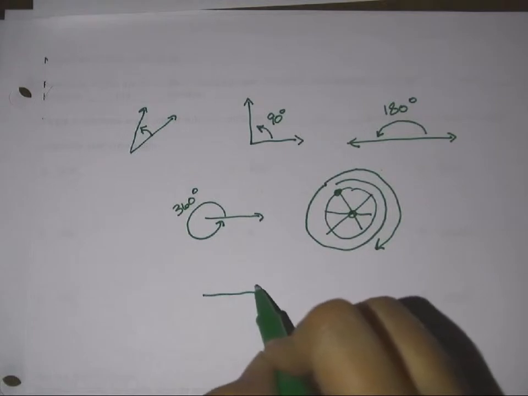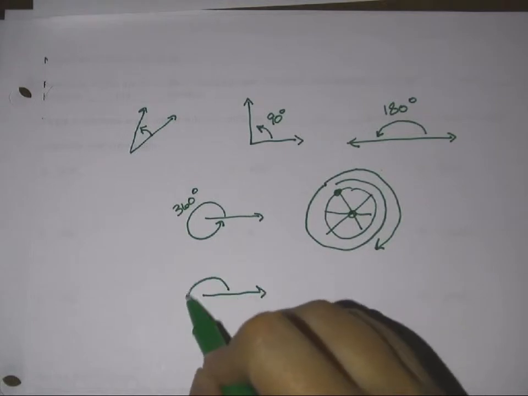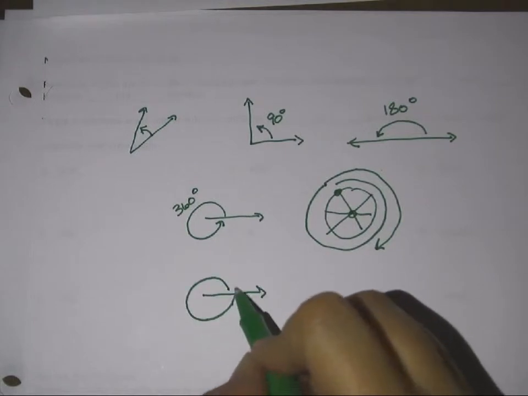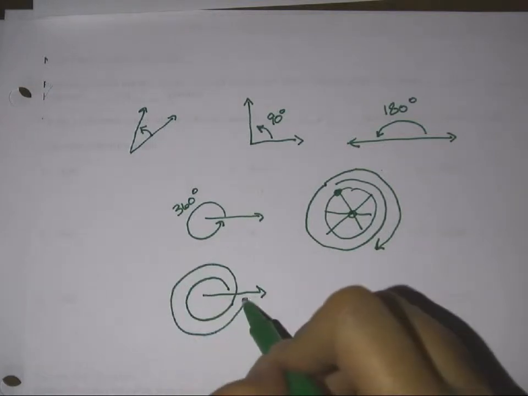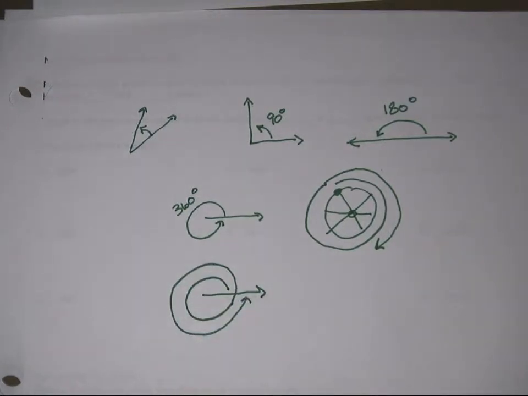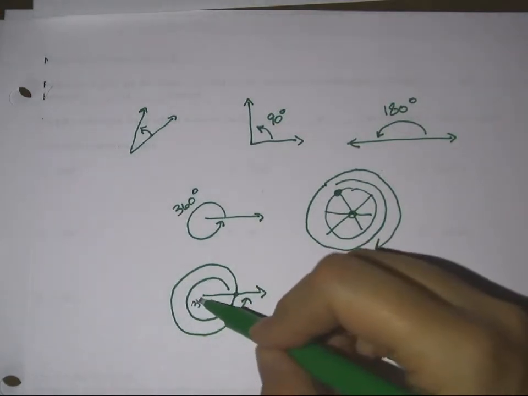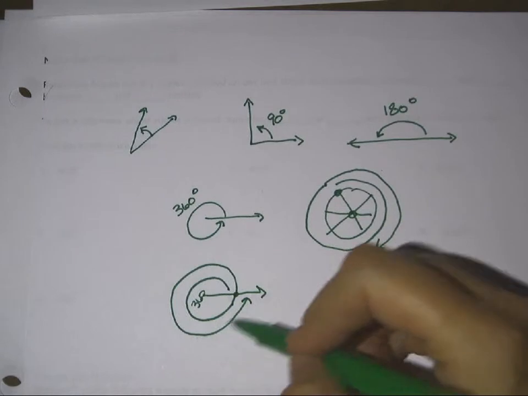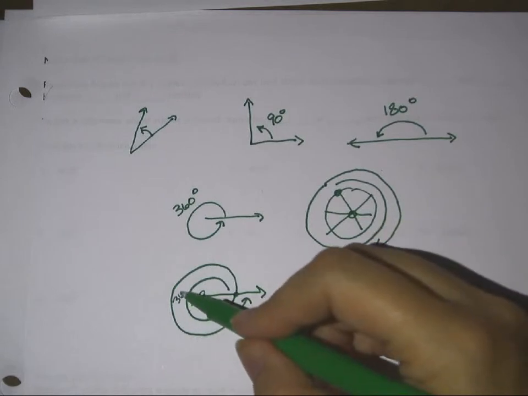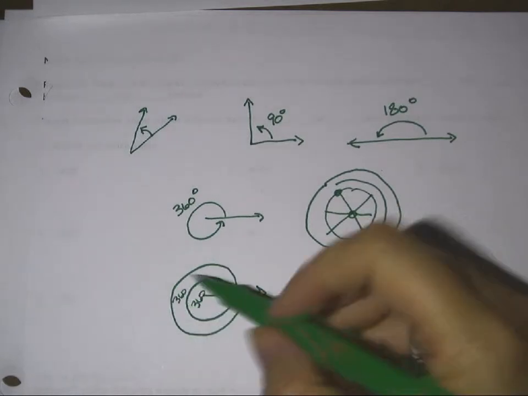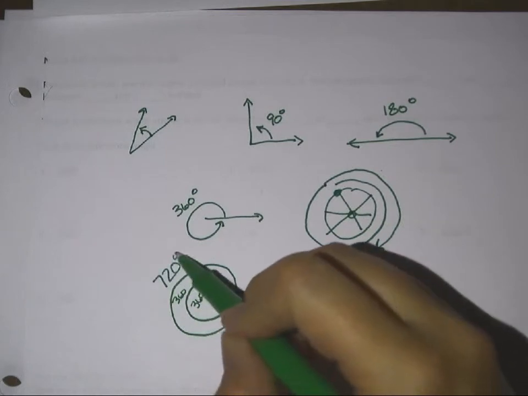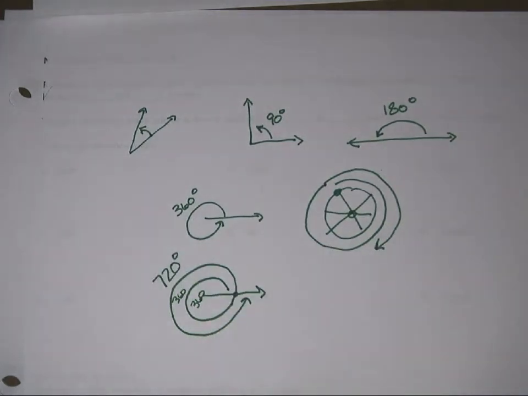So for instance, if I start here and I go around one whole time, and I go around another whole time, how far do you think that is? Well, the first time I go around from here to here, that's 360. And then when I go around another full time, that's another 360. So 360 and 360 makes 720. And that's the idea we're going to look at today.